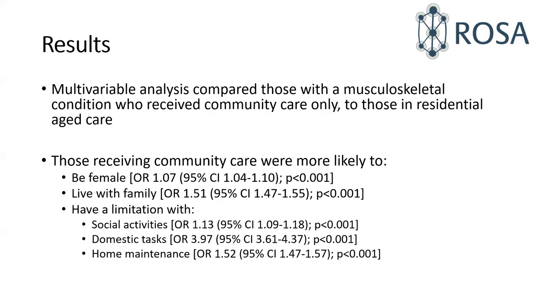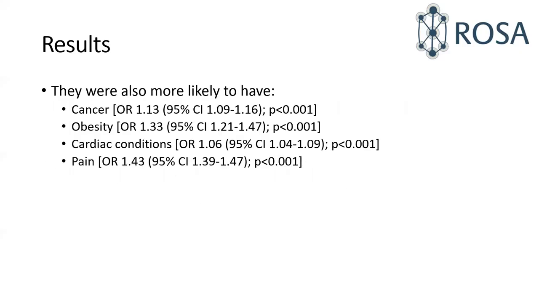The multivariable analysis compared those with a musculoskeletal condition who received community care only to those with a musculoskeletal condition in residential aged care. The community care group were more likely to be female, living with family, have a limitation with social activities, domestic tasks, home maintenance. They were also more likely to have cancer, obesity, cardiac conditions, and pain.